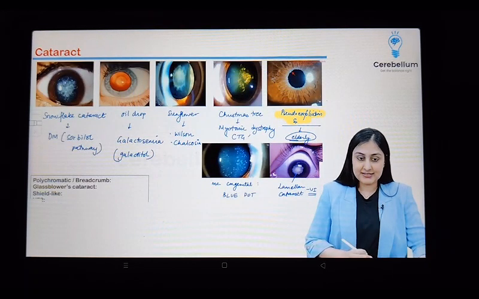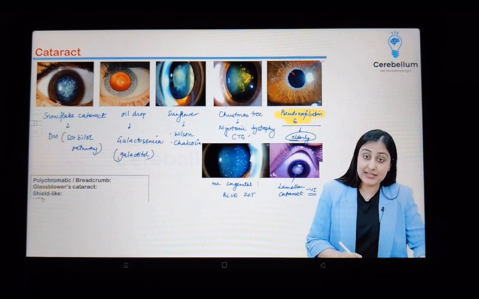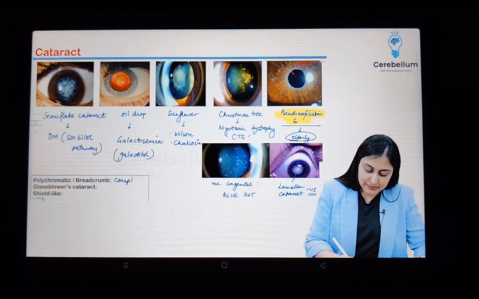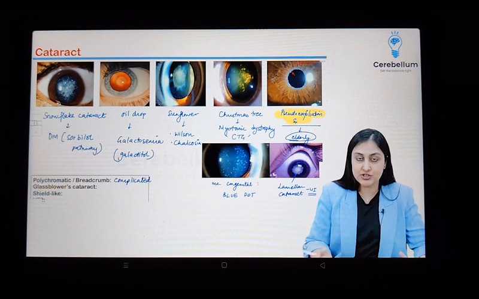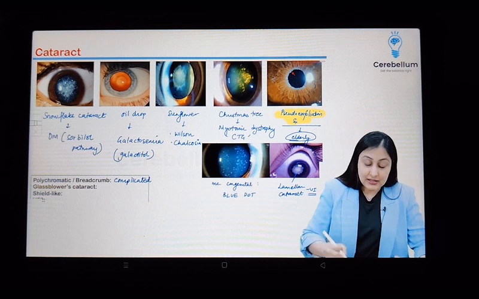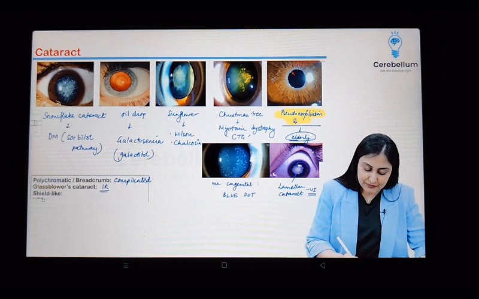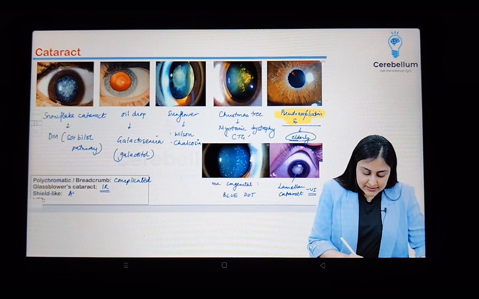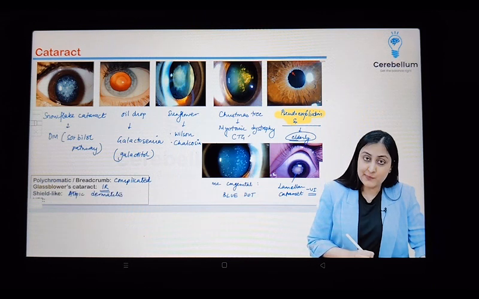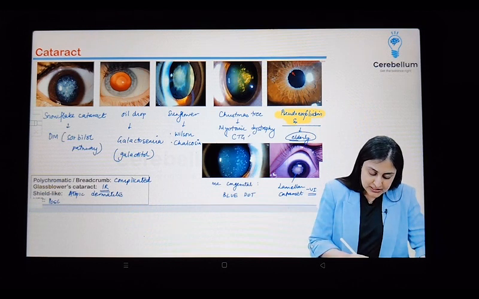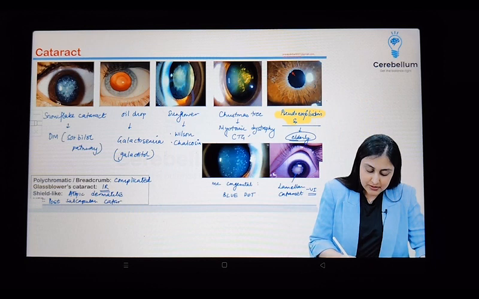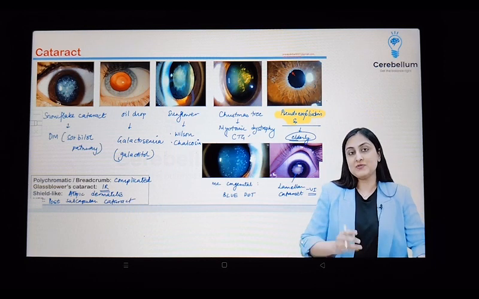Few more named cataracts that you want to know about. One is polychromatic or breadcrumb, and this is a part of complicated cataract, when you have any secondary condition complicating and resulting in cataract. Glass blowers cataract is because of infrared radiation. Shield-like cataract is seen in atopic dermatitis. Here the images are not very important, just the names are important. And in NF2, we have posterior subcapsular. Like I said, when in doubt, you can mark posterior subcapsular cataract. So these are the types that you have.